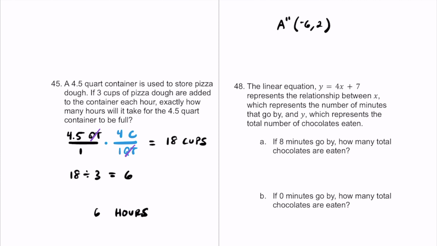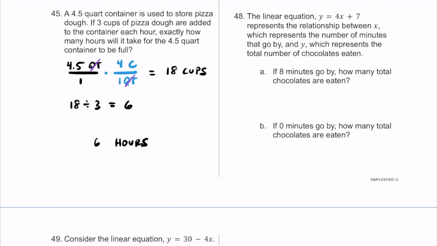For number 48, the linear equation y equals 4x plus 7 represents the relationship between x, which represents the number of minutes that go by, and y, which represents the total number of chocolates eaten.